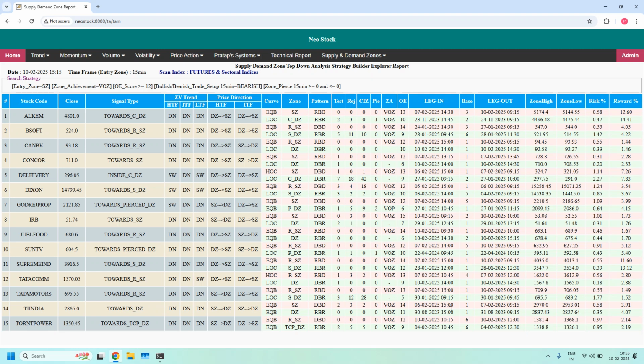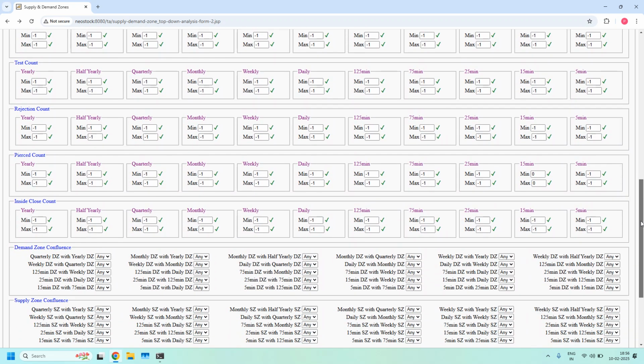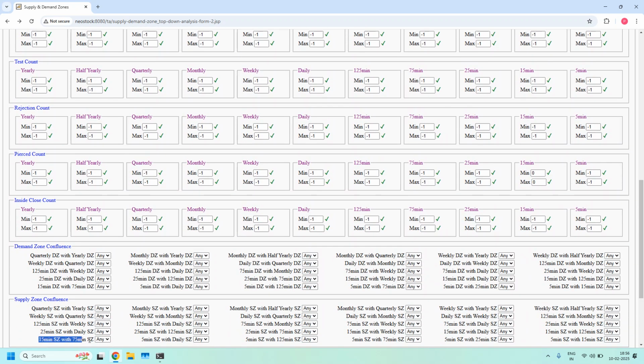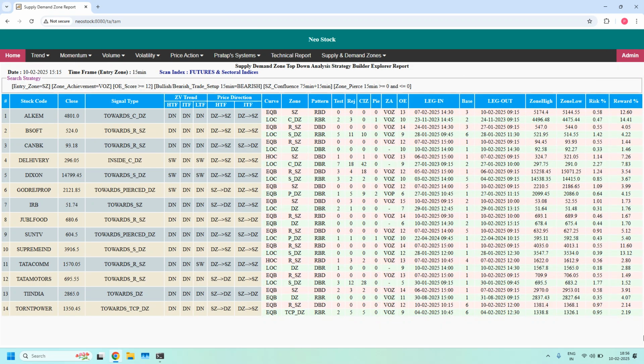First filter is LTF ITF supply zone confluence, that is 15-minute supply zone with 75-minute supply zone confluence. I am enabling the filter. With this filter, out of 15 we got 14 stocks. That means in these 14 stocks, these 15 minutes supply zones are overlapped with 75 minutes supply zone. Okay, 75 minutes trend is down, ITF trend in all these stocks.